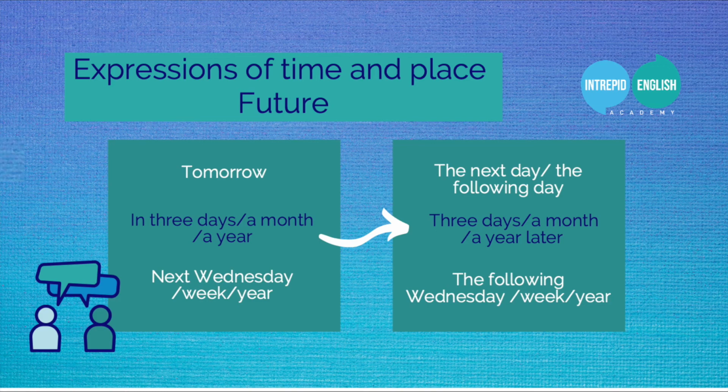Expressions of time and place for the future. Here are some of the most common. Tomorrow becomes the next day, the following day. This can be a little bit tricky. You have to think about when the direct conversation took place. And you have to think of the relationship between that conversation and the point in time that the person was talking about. Okay? So let's get some examples to make it a little bit clearer.